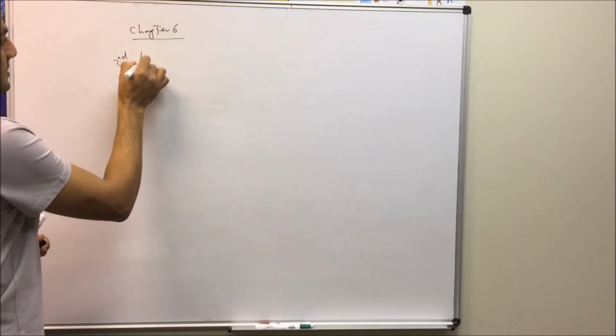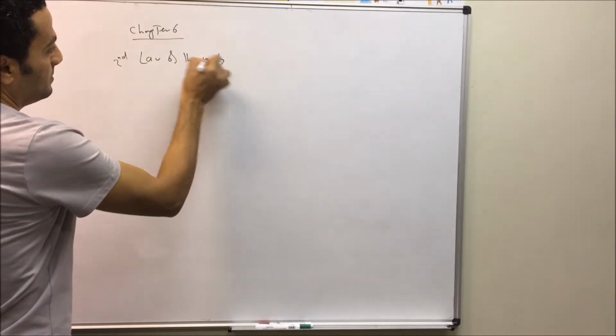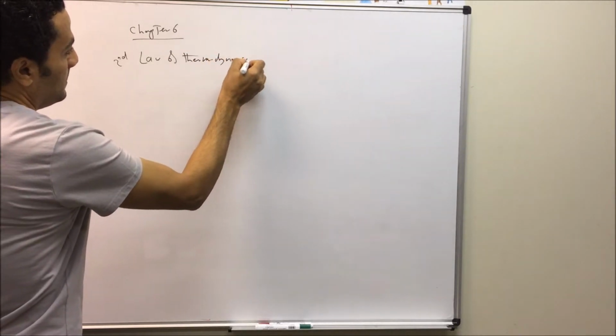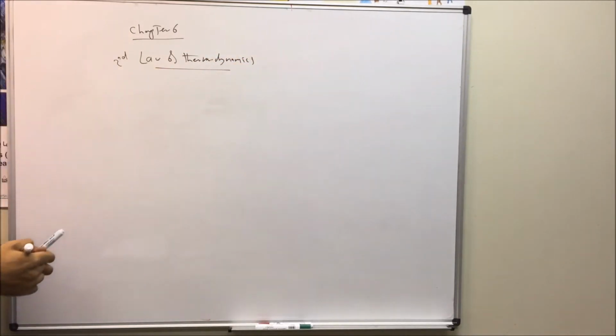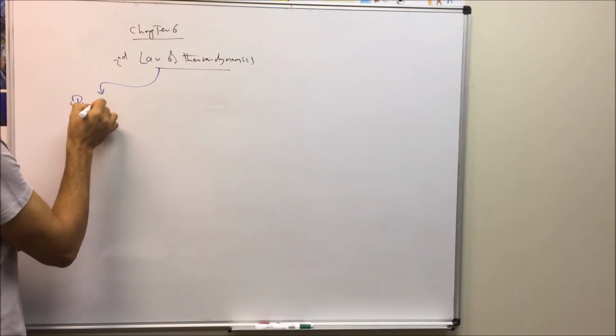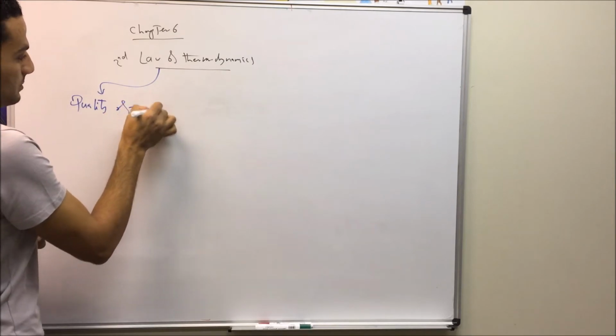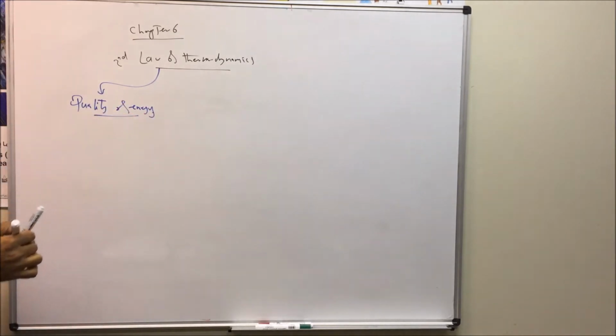Chapter 6 is dealing mainly with the second law of thermodynamics and its application for heat engine and refrigeration cycle. So, actually, the second law of thermodynamics has two main uses. The first use is that it deals with the quality of energy and the direction of any process.